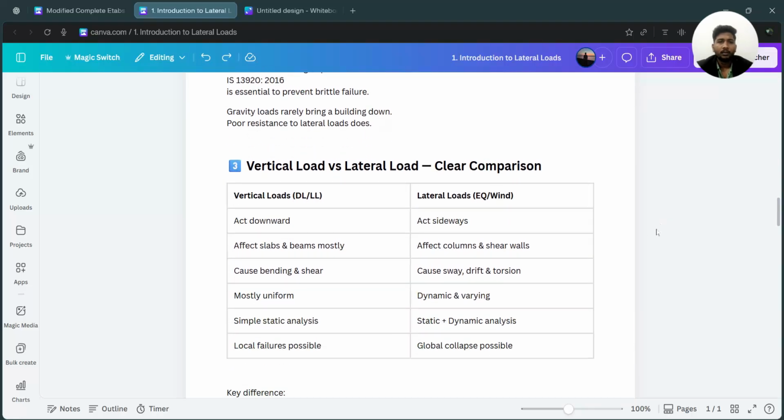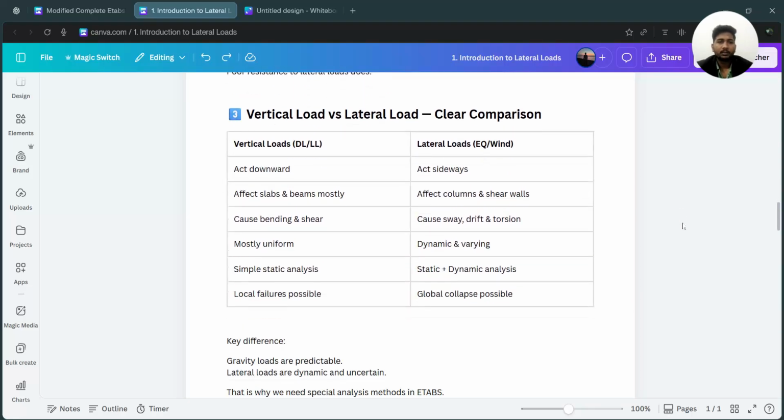Okay, then we will see the next part, that is the difference between the vertical load and the lateral loads. Vertical loads or gravity loads are basically the dead load and the live load, and the lateral load or horizontal load is basically the earthquake or the wind. Let's see the difference: vertical loads act downward, lateral loads act sideways. Vertical loads affect the slab and the beam mostly, while lateral loads affect the columns and the shear walls.